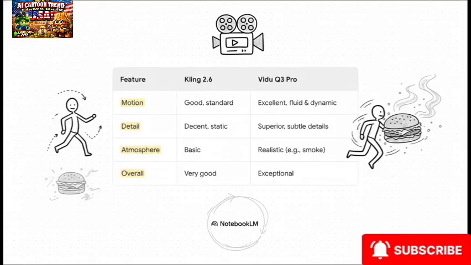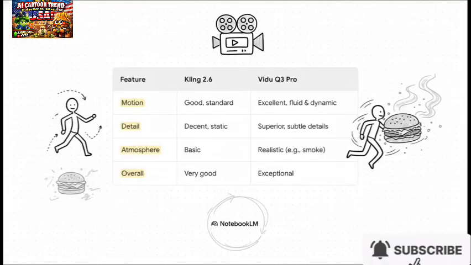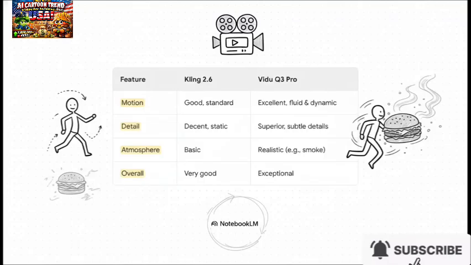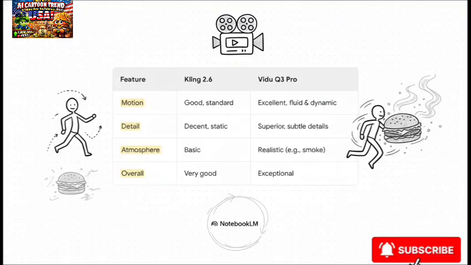So if you look at the results here, the difference is night and day. Kling 2.6 does a decent job. You know, the movement is there. But Vidu Q3 Pro is on a completely different level. The motion is way more fluid, more dynamic, but what's really incredible are the little atmospheric details it adds, like smoke actually rising from the burger. That wasn't even in our prompt. The video clip just feels so much more alive.